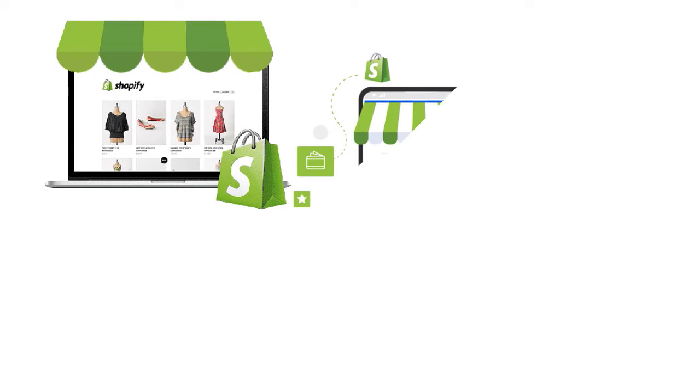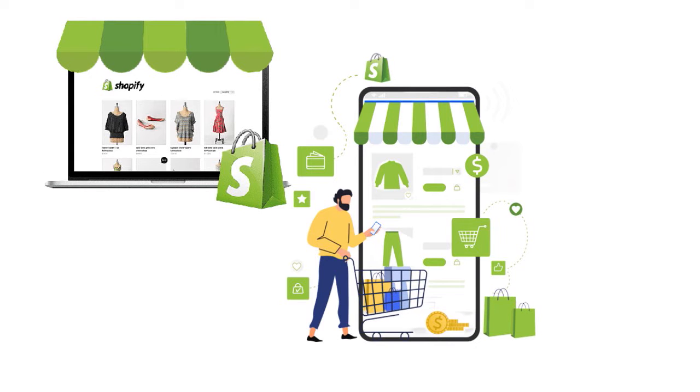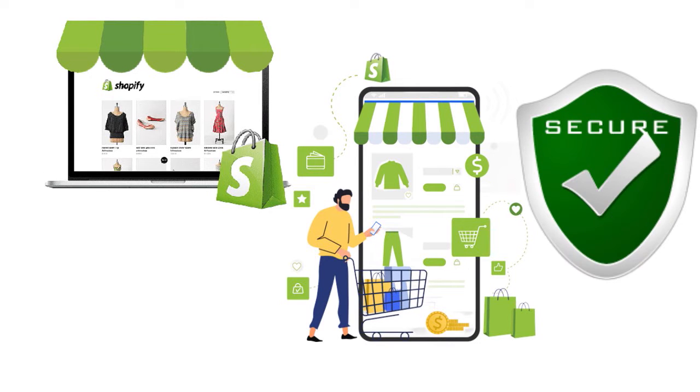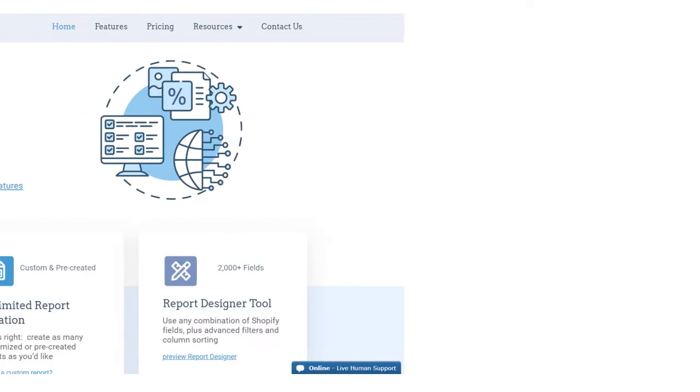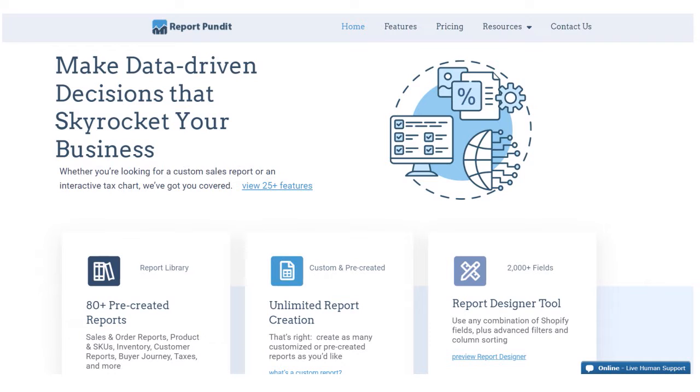And we love the fact that the app is powerful and flexible. It is secure. In other words, it complies with GDPR and CCPA laws. It is cost effective, and this is kind of cool. So with Report Pundit, you can create any report from data in your store. You can build simple to complex reports to track and analyze trends. That's what we love a lot. And you can do this very quickly.